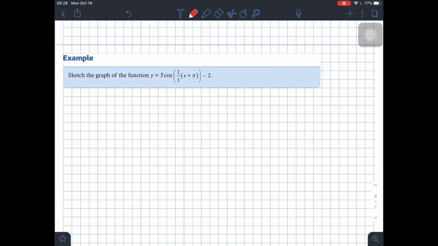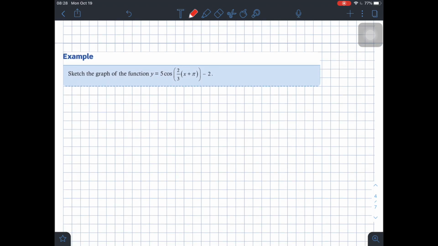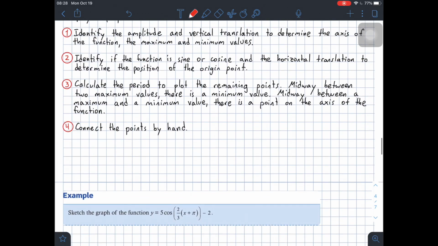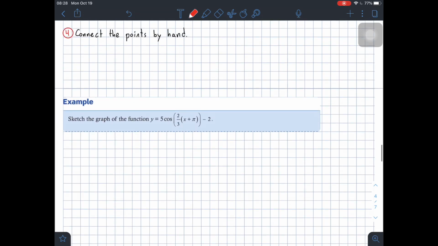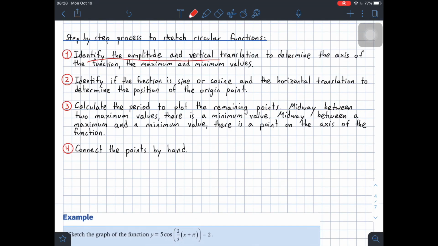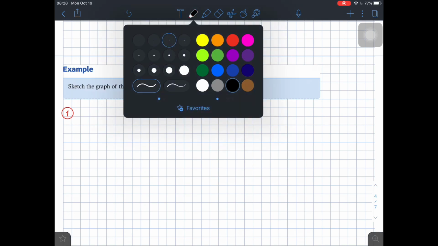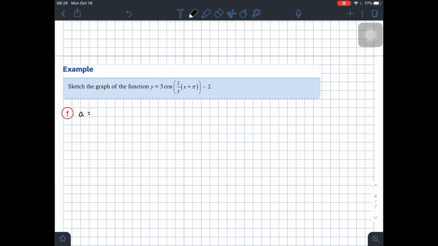It says, sketch the graph of the function y equals 5 cosine of (2/3 times (x plus pi)) minus 2. So we're going to follow these steps. The first step, number 1, as you can see, is identify the amplitude and vertical translation. So if we take a look at this function, you should already identify that the value of A is the amplitude, and this is equal to 5, okay? So this is amplitude.